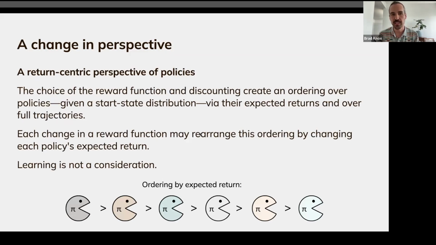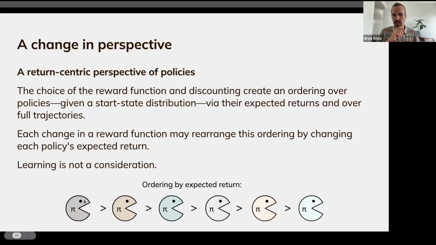Alternatively, you can take a return-centric perspective of policies. And here, like we've talked about before, the choice of the reward function and discounting create an ordering over policies, given a start state distribution, via their expected returns and over full trajectories. So each change in the reward function or discounting can rearrange this ordering by changing each policy's expected return. And learning is not actually a consideration from this perspective about whether the problem specification is aligned with your preference ordering over policies or over trajectory distributions.